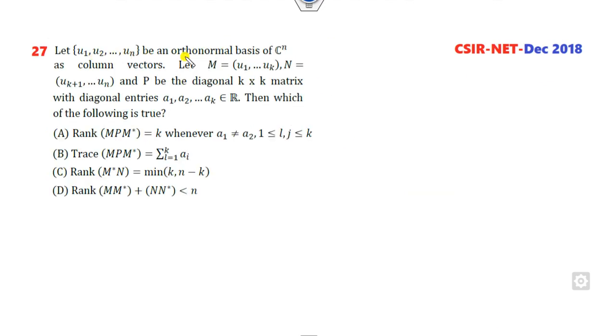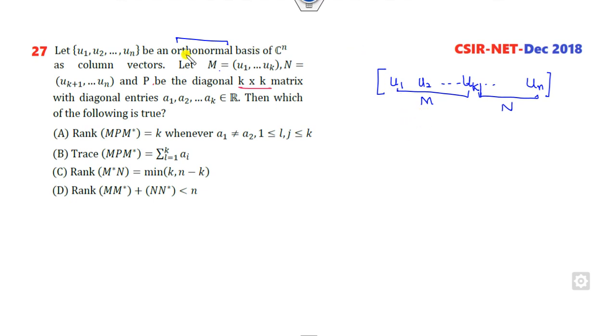Okay, U is my orthogonal basis. These are the columns of this: U1, U2 and up to UN are my orthogonal basis. M is U1 to UK, so somewhere is my UK. This is my M. This is my N. Start from here. Then P is my diagonal K cross K matrix. So that's very fine.